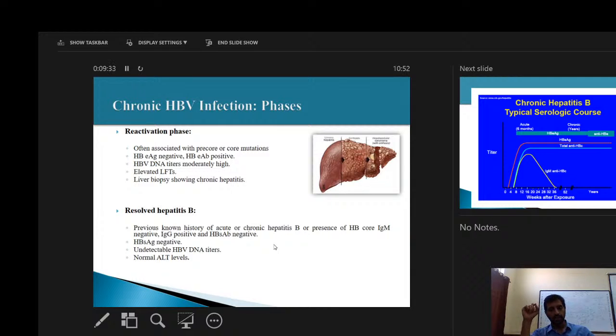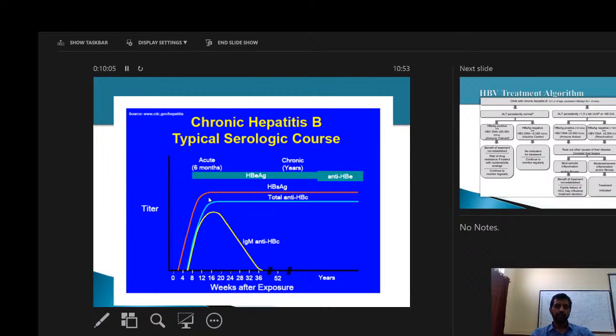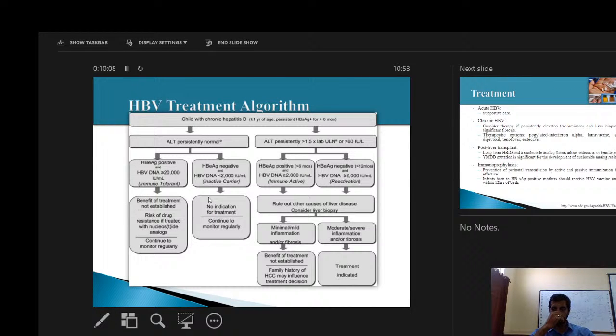So what happens in these patients? The antigen is negative, antibody is positive. Hepatitis B e antigen negative, hepatitis B e antibody is positive. And DNA titers are elevated and liver functions are also elevated. There is inflammation, not necessarily against the hepatitis B antigen, but because of the ongoing viral replication. So these patients again will have increasing LFTs, but HBe antigen is negative. Okay, this is seen mostly in pre-core mutations. So we have seen about resolved hepatitis and all this chronic infection serological course. Now we go to treatment.